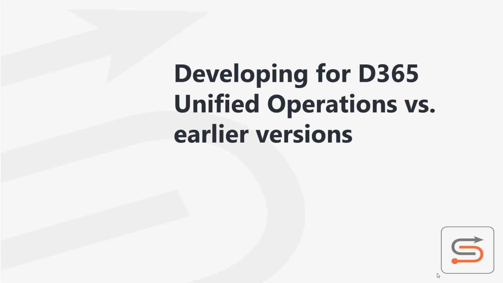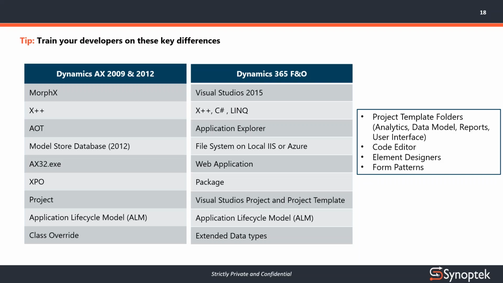In the next table, we see that the differences between Microsoft Dynamics AX 2012 and Microsoft Dynamics 365 for finance and operations include security management framework and database accessibility. Train your developers on these key differences.